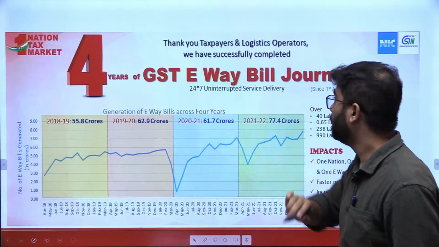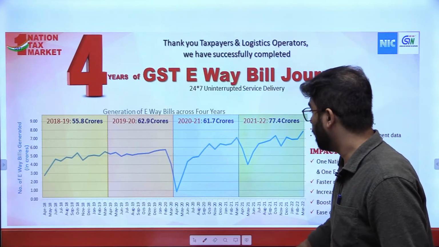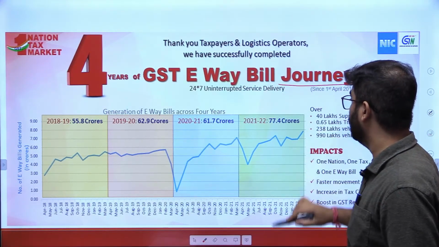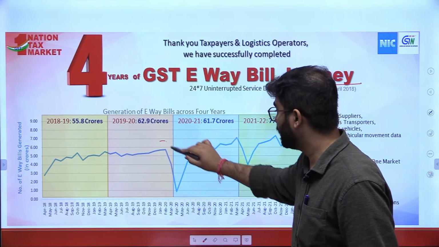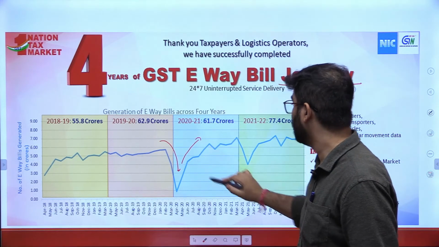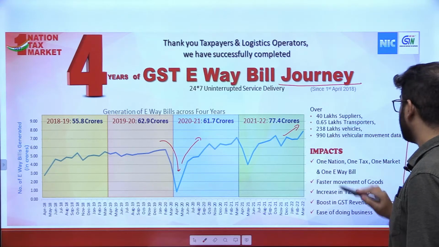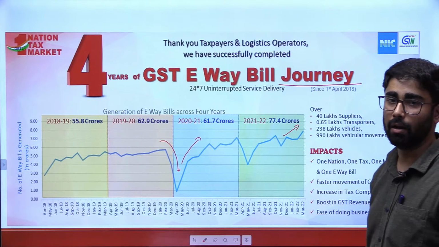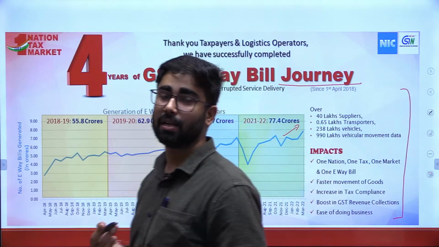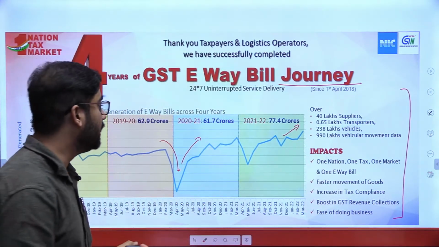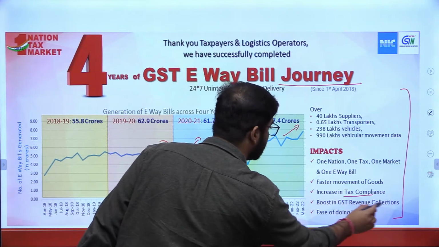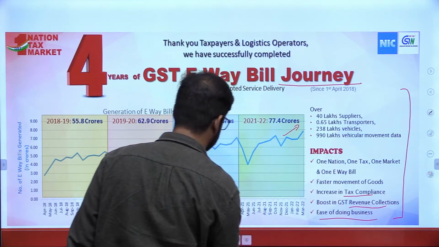Okay. Now this is about the e-way bill journey. You can see during the lockdowns there was a dip and now it is increasing only. So these are the achievements of e-way bill. It essentially resulted in faster movement of goods, increase in tax compliance, boost in GST revenue collection, ease of doing business also.